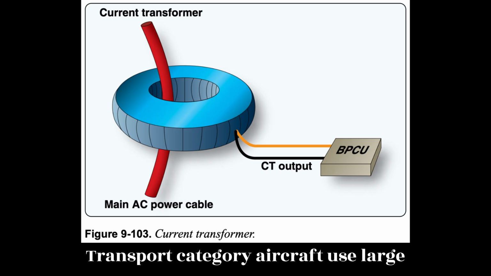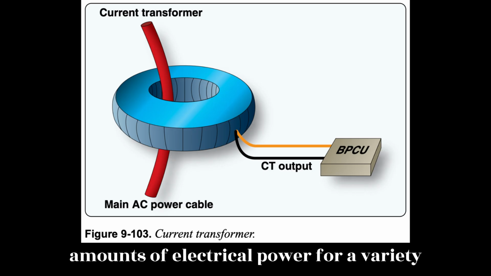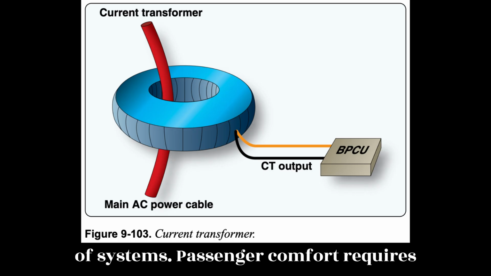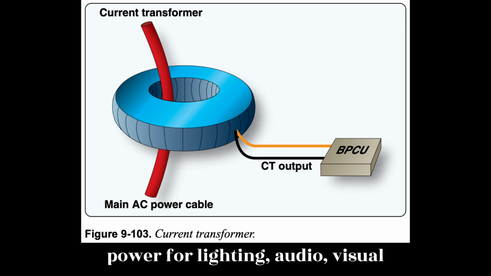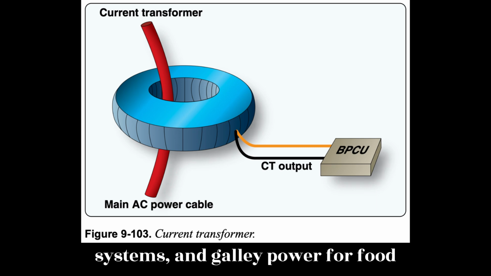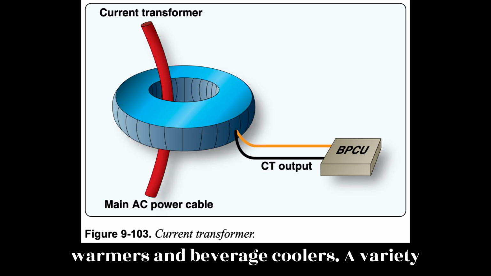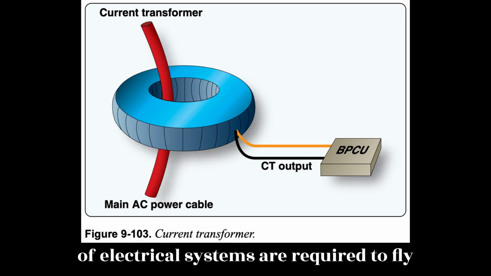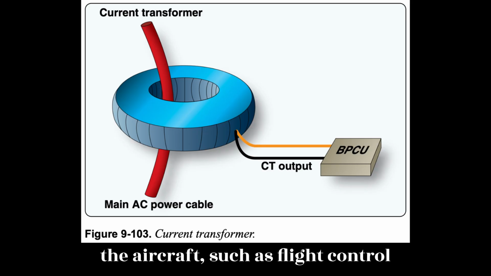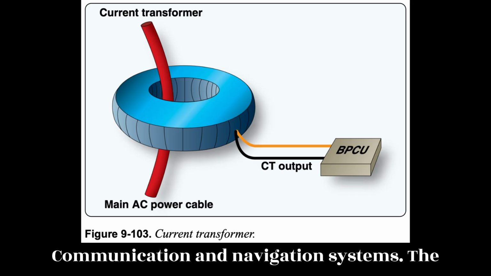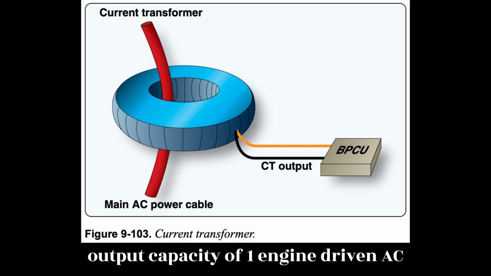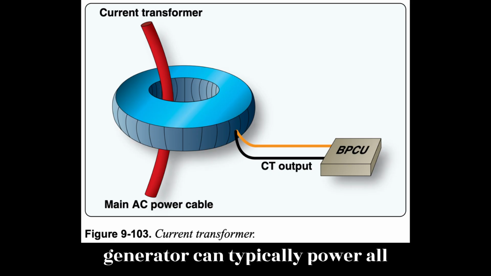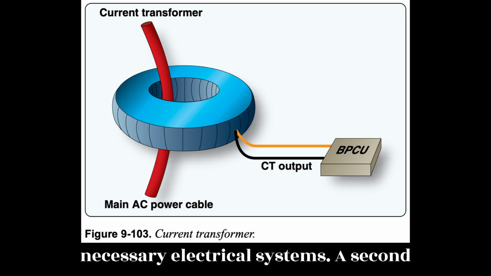Transport category aircraft use large amounts of electrical power for a variety of systems. Passenger comfort requires power for lighting, audio-visual systems, and galley power for food warmers and beverage coolers. A variety of electrical systems are required to fly the aircraft, such as flight control systems, electronic engine controls, communication, and navigation systems. The output capacity of one engine-driven AC generator can typically power all necessary electrical systems.